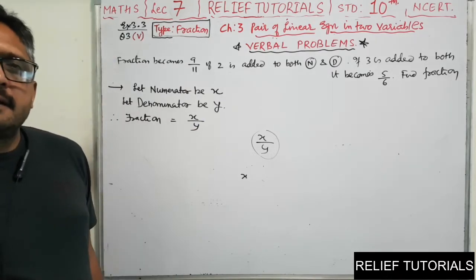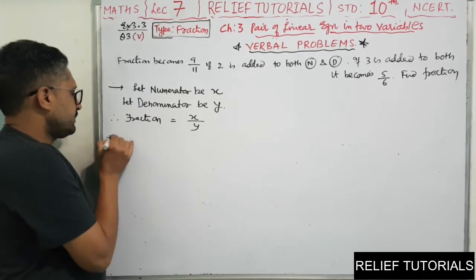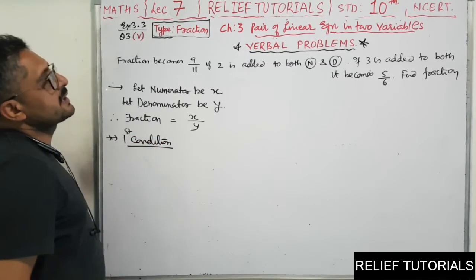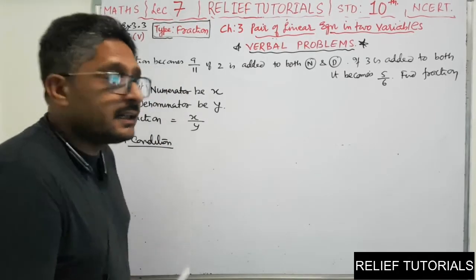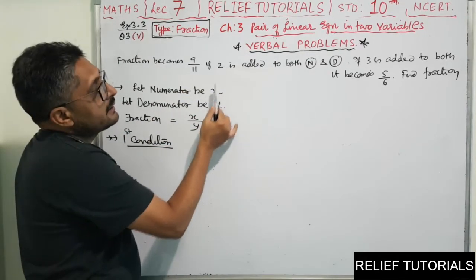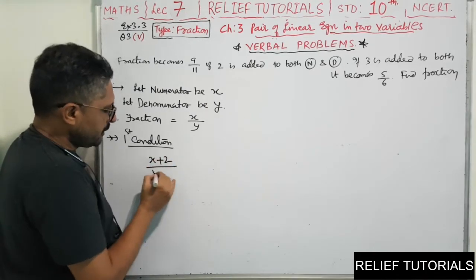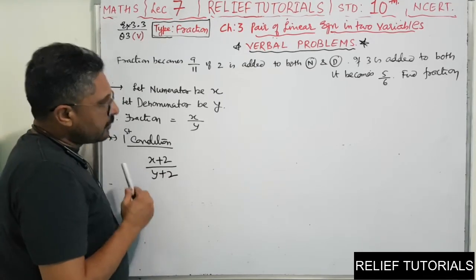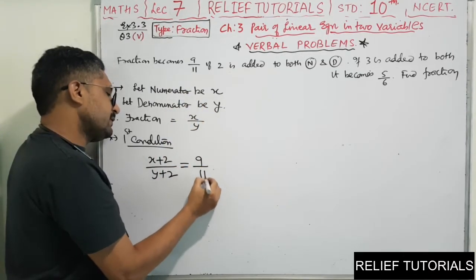Got it? Now see the conditions. We have two conditions here. So first we will write first condition. What is first condition? See, fraction becomes 9 upon 11 when 2 is added to both numerator and denominator. Here numerator is x, so you have to add 2 to both. So I can write x plus 2 upon y plus 2. So I am adding 2 to the numerator and 2 to the denominator. Then that fraction will become 9 upon 11.